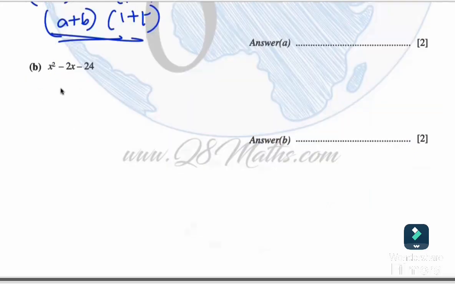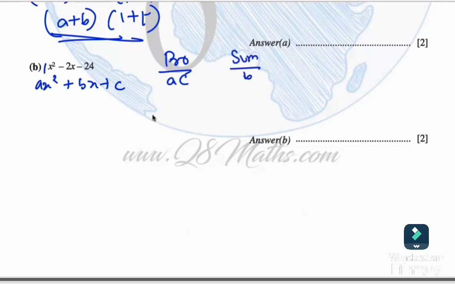So this is going to be a quadratic expression. So in this case, what you have to do, take the coefficient of x square as 1 and multiply with the c. This is the general form of any quadratic equation. So as a product, you have to take a and c. As a sum, you have to take the b. So here a and c is how much here? 1 into minus 24, which is minus 24.